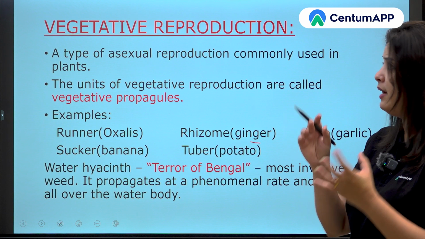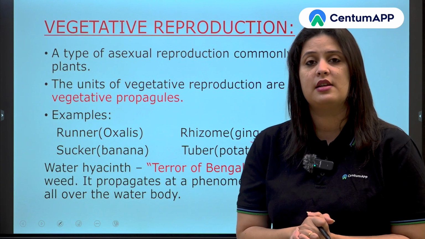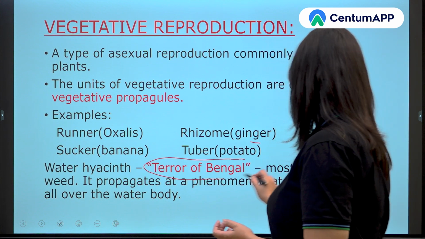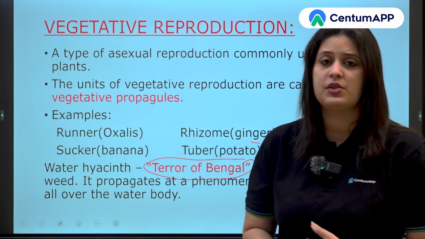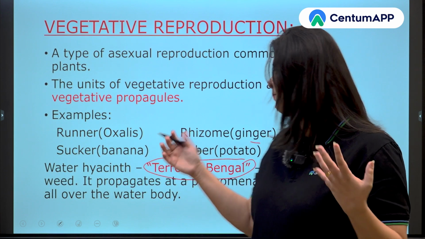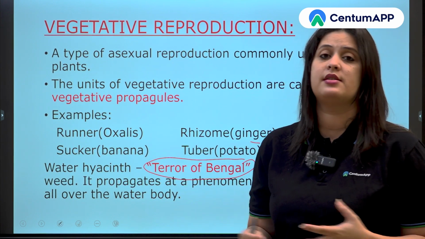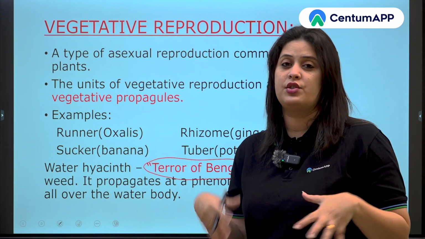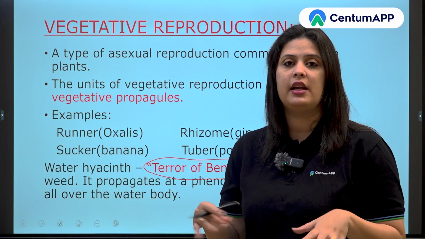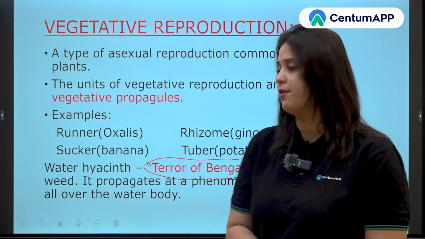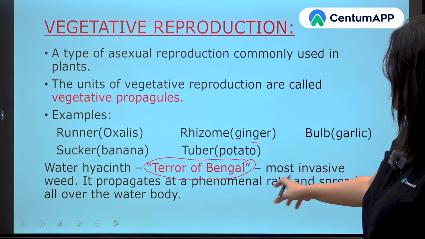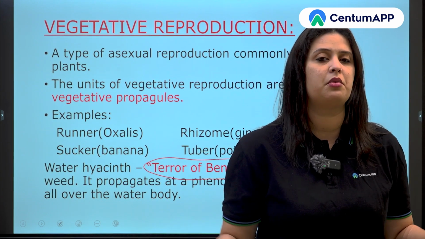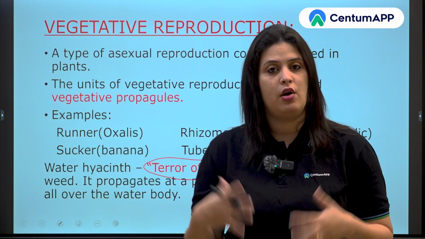One important thing in this lesson is water hyacinth. Water hyacinth is called the terror of Bengal. It is a very dangerous weed. When water hyacinth spreads in a lake, it takes away all the oxygen from the other aquatic plants, thus killing them for its own survival. It propagates at a phenomenal rate and spreads all over the water body, taking all the oxygen for itself.